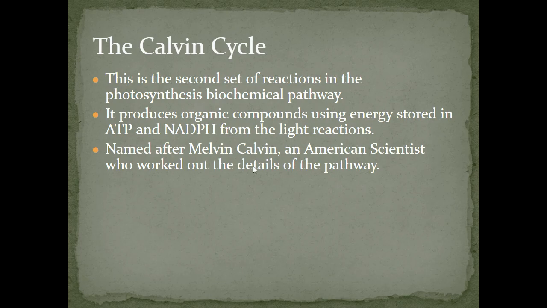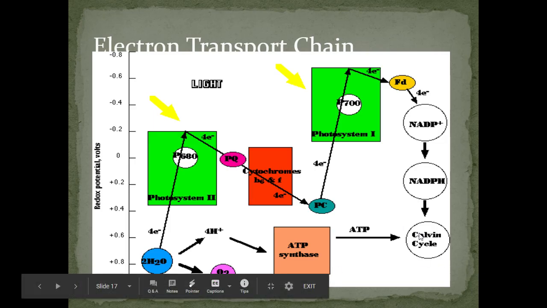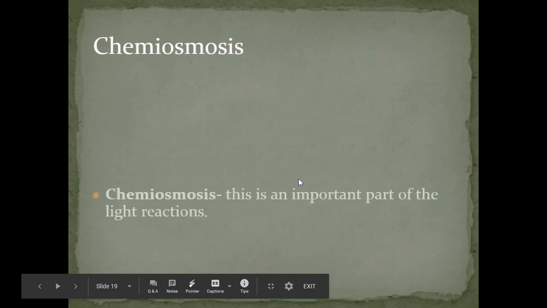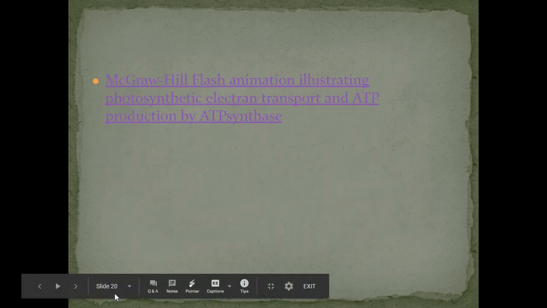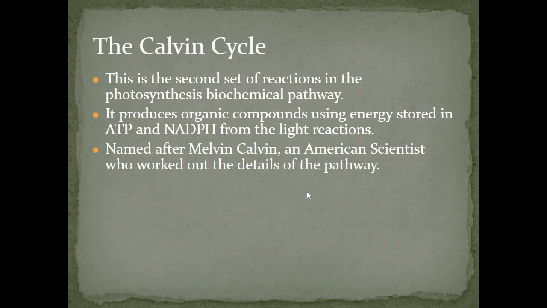So the Calvin cycle you saw earlier, if we look back at this, we see it all leads into the Calvin cycle. So we are moving on to this step. This is the second set of reactions in the photosynthesis biochemical pathway. It produces the organic compounds using energy stored in your ATP from the light reactions. It is named after Melvin Calvin.